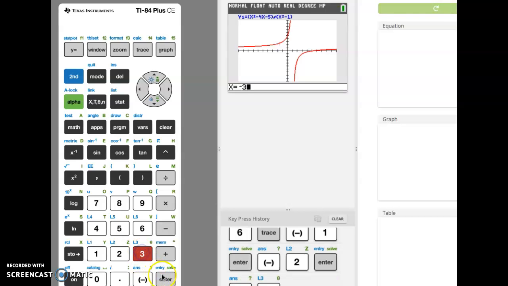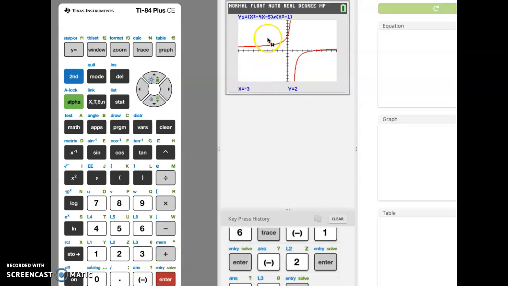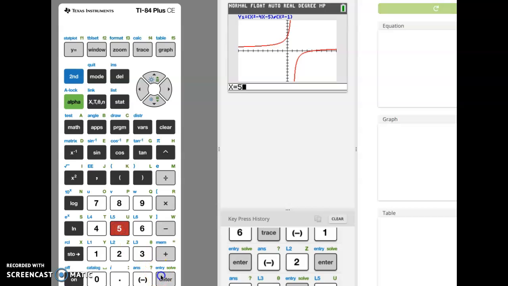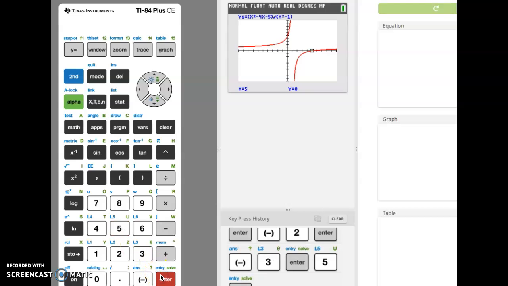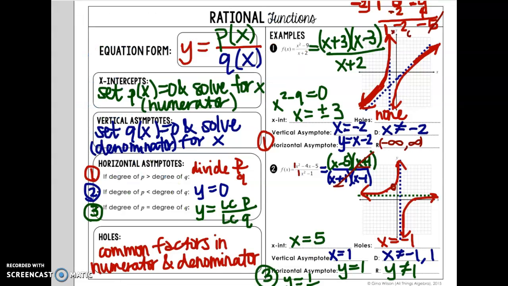That's not a great point to have, but (-3, 2) is a good point to have. We can also check on my y-intercept here. I think we said it was at 5, so I can check and make sure that we're right on that, and it does look like we are. So the key on this one is going to be to make sure that you are checking yourself with Desmos or a graphing calculator to get some more points.